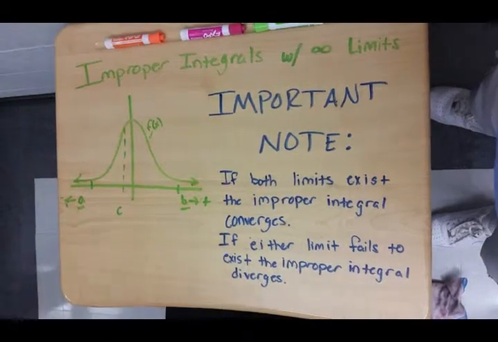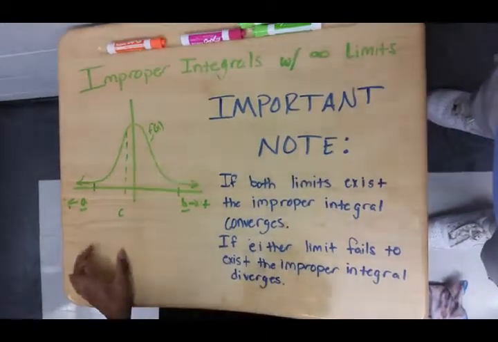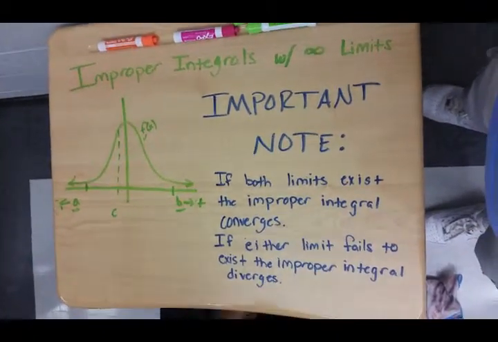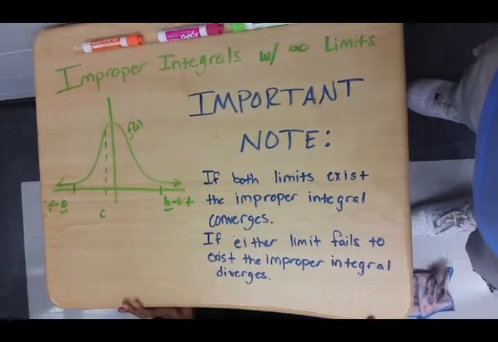Okay, and just like the other ones, it is important to know with this type of improper integral, if both limits exist, the improper integral converges, but if either limit fails to exist, the improper integral diverges.